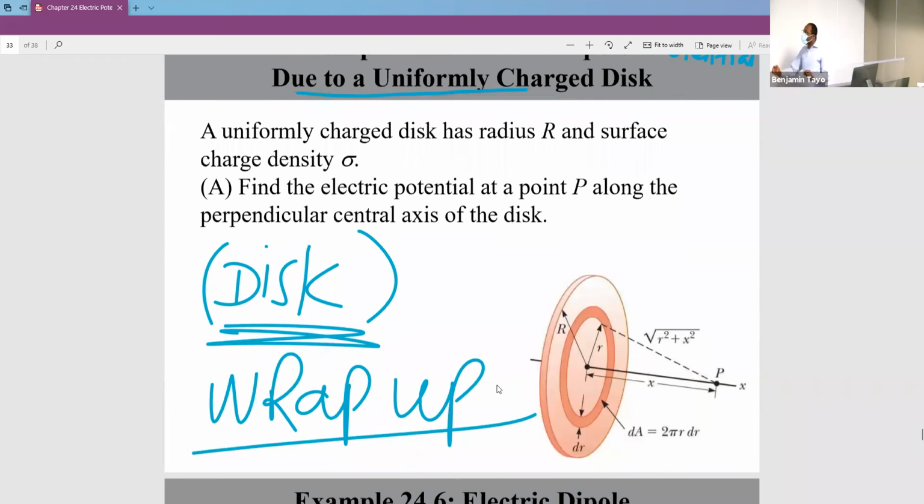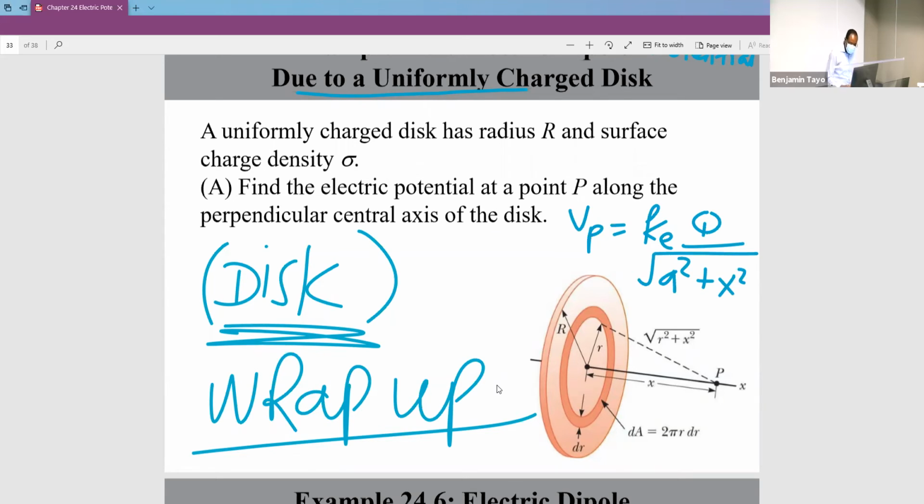So let's see if we understand how we can get the potential for a disk using the equation from a ring. We've already calculated the value for a ring. So for a ring, it's just equal to KE. Now, taking a disk, you can cut a small ring. So that's a small ring.